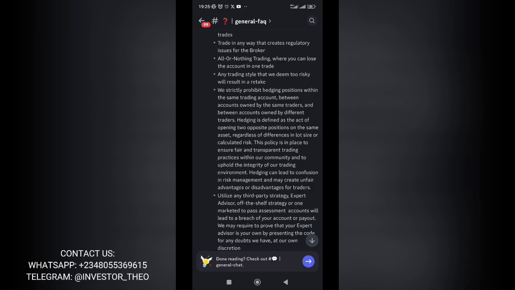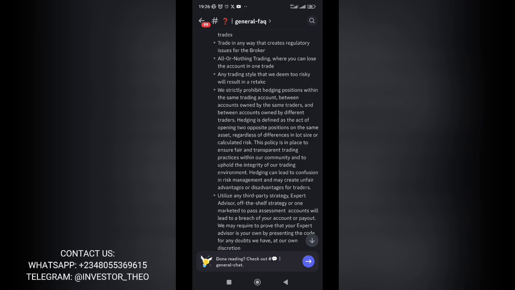Alright, so basically you buy on one, you sell on the other. That's hedging, just buy and sell, whether you're using the same lot size or calculated risk, as long as it's two opposite positions on the same asset. Sometimes they work with mainly the same sites at the same time. Once they see that you're hedging, it's actually an issue.